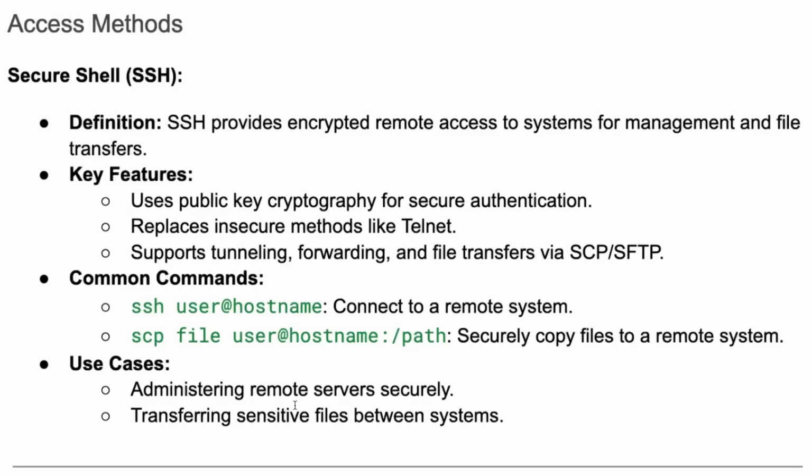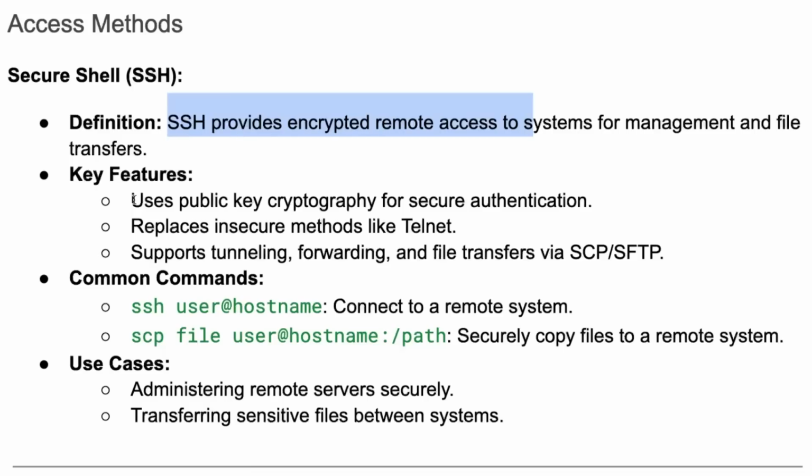Now we can move on to the access method. So we talked about the services, and now we can talk about accessing various services. So Secure Shell. Secure Shell provides encrypted remote access to systems for management and file transfers. Secure Copy, which is SCP, would be the file transfer mechanism that uses the Secure Shell tunnel. And Secure Shell resides on port 22. And you can use a variety of different services through the Secure Shell tunnel, through the Secure Shell encryption.